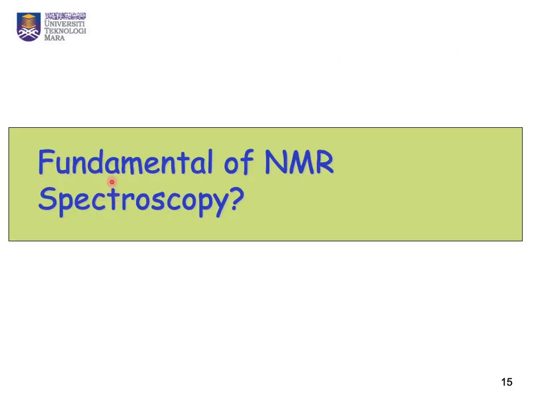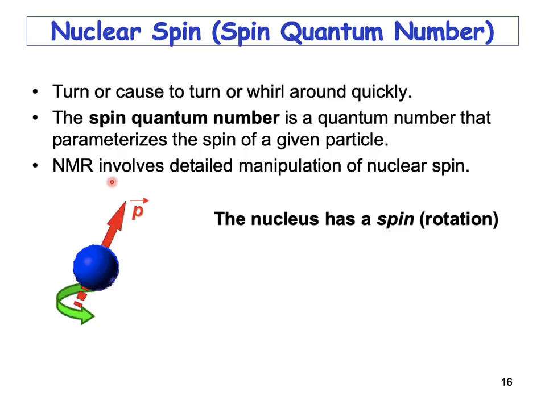So now let's move to the fundamentals of NMR spectroscopy. Here I will tell you how the NMR spectroscopic signal is generated. The most important phenomenon related to nuclear magnetic resonance spectroscopy is the nuclear spin, which is also called the spin quantum number. So recall your knowledge related to quantum numbers.